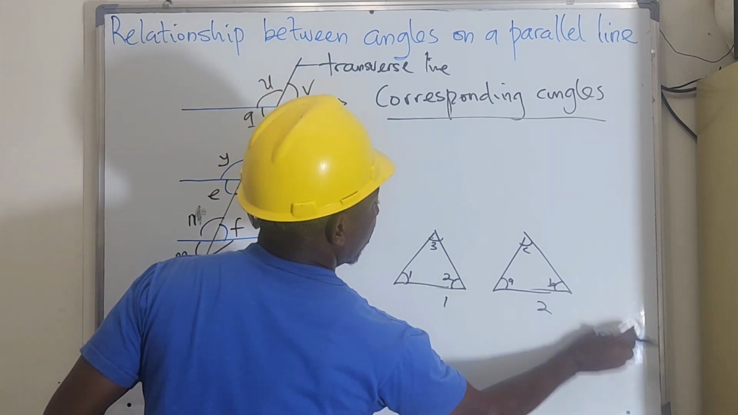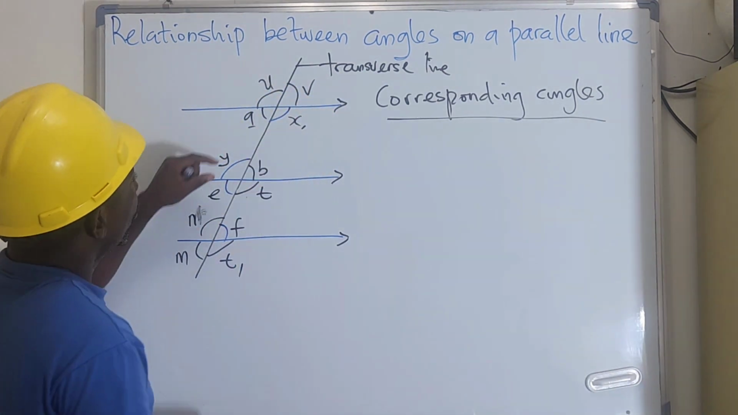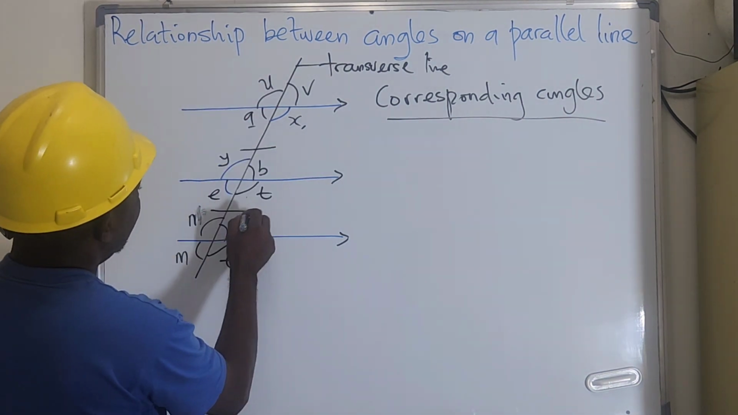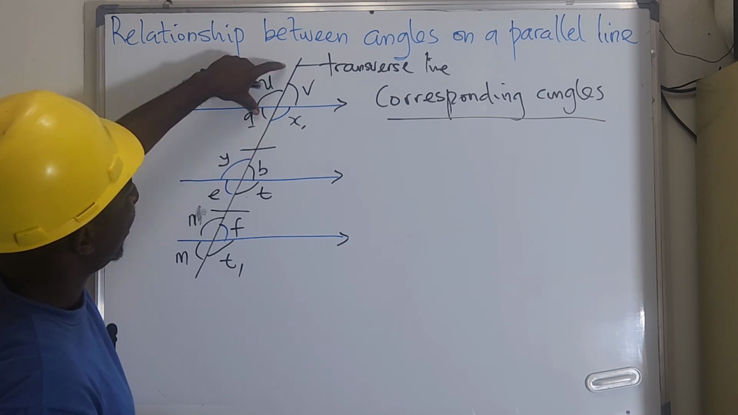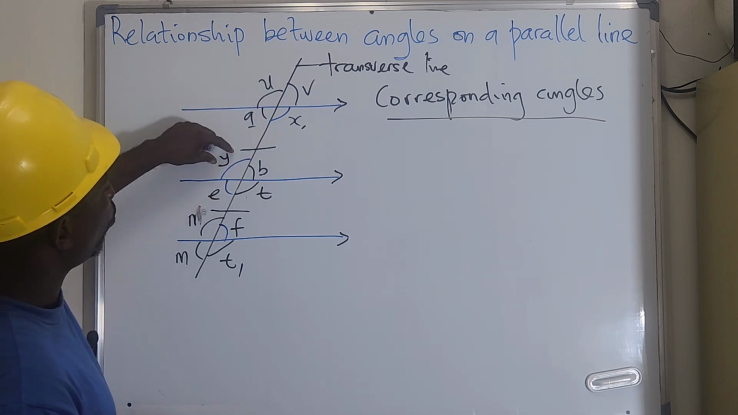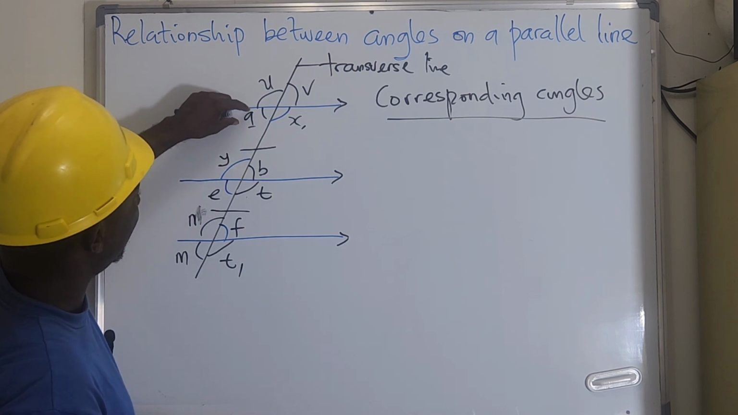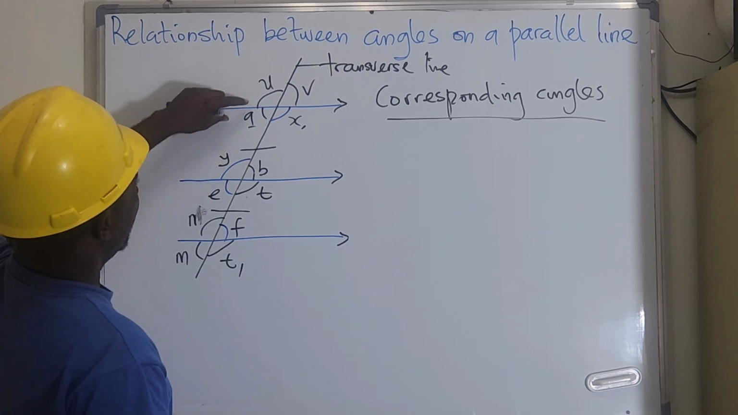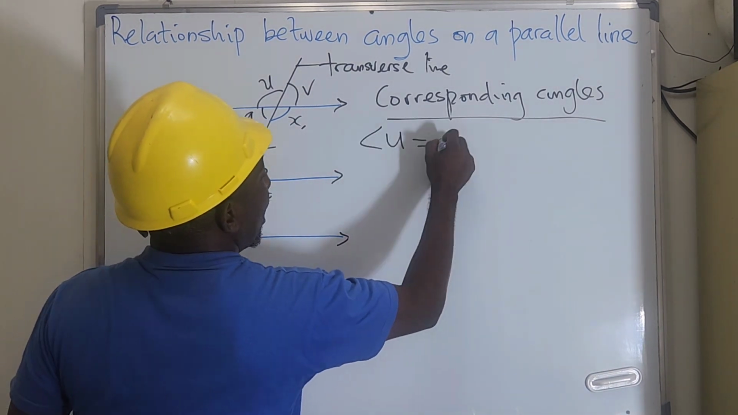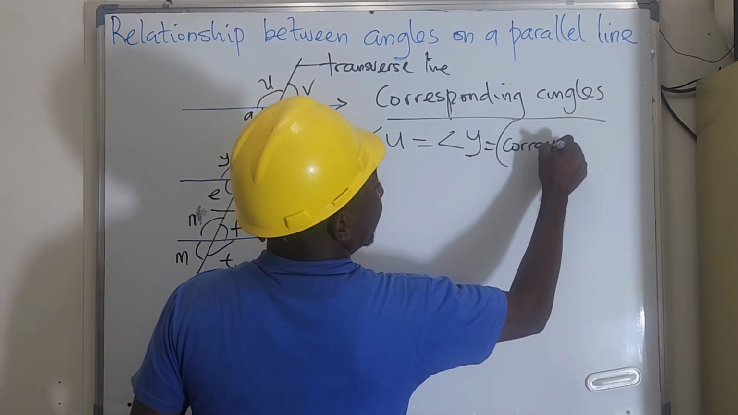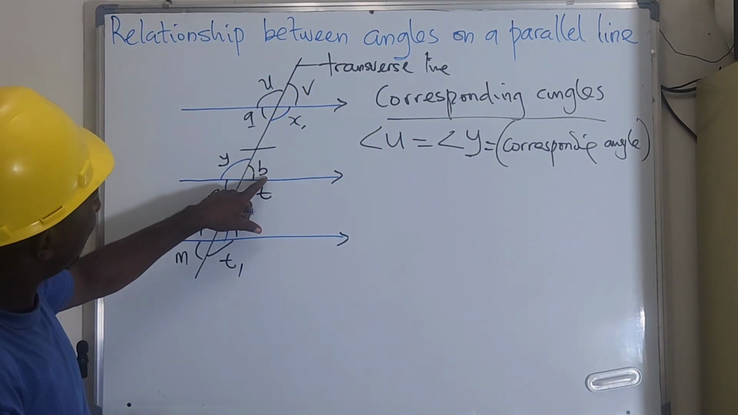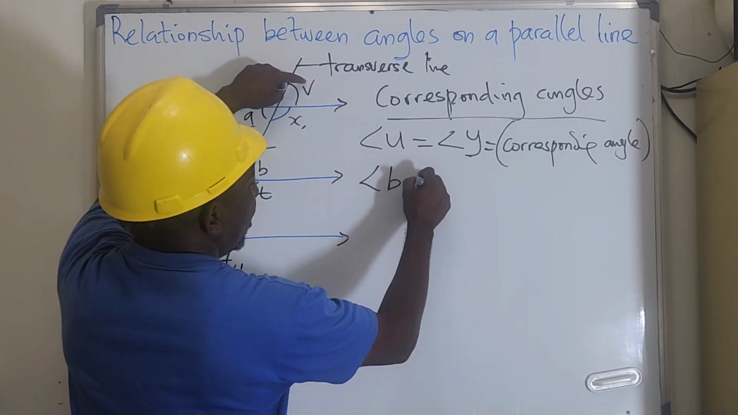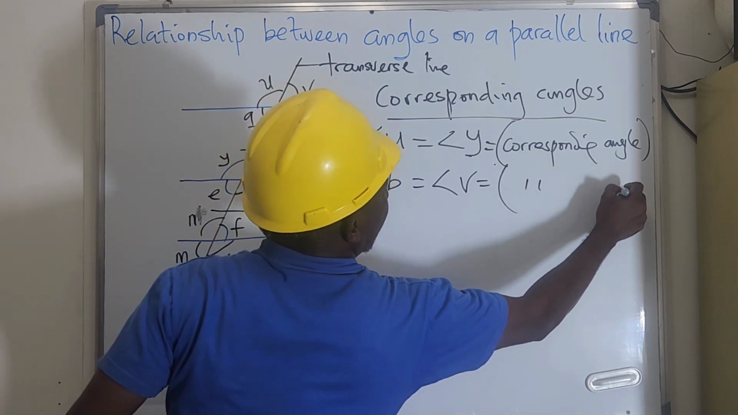So let us see the illustration from this figure. Let's say you cut here and here, you pick this angle and this line and place it here. What do you have? You see that Y will match U, E will match A, B will match B, and T will match X. So it means that angle U equals angle Y, meaning corresponding angles are equal. From this diagram, we see that angle B equals angle V, meaning corresponding angles are equal.